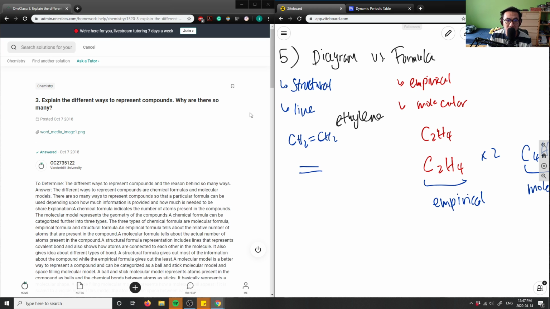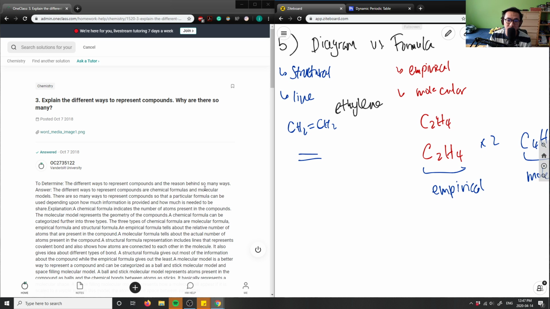So hopefully that answers question 5 here. We use diagrams and formulas to represent geometry and type of bonding. Even atomic size can be kind of represented. Electronegativity can be represented as well. And obviously, the number of atoms in the formula. So the diagram has its perks, but the formula also has its perks. So that's question 5 here.